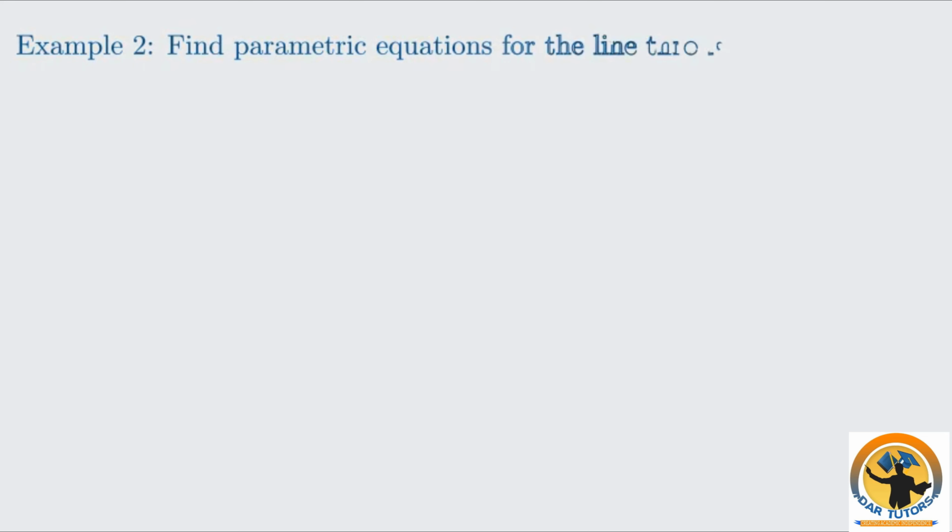A common question is how to find the equation of a line when you are given 2 points on it, instead of a point and a direction vector. Let's find the parametric equations for the line passing through point A with coordinates (2, -1, 4) and point B with coordinates (-1, 0, 2). Remember, to write the equation of a line, we need a point and a direction vector. We have 2 points, so we can choose either one.